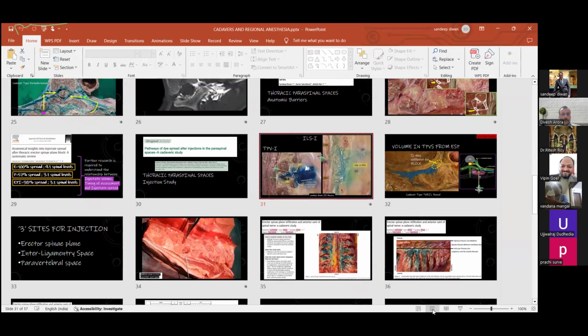Until that time, cadavers are in prone position only. They won't be moved to supine. They are in prone only till the dissection. Okay, sir.